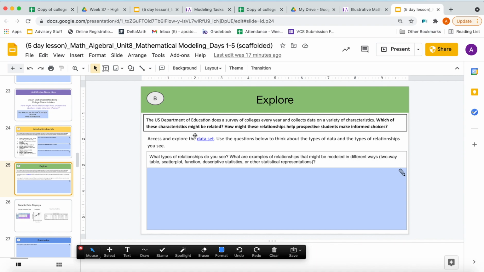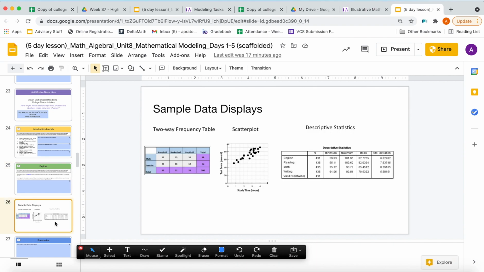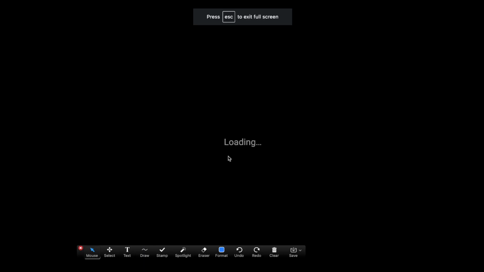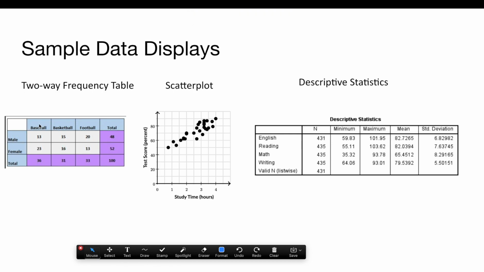So before we look at the data set together in a moment, I'm just going to show you some examples of ways you can model data sets. Let me make this bigger so you can see it. So you might look at data in a two-way frequency table. This is an example of looking at the relationship between the sports played and the sex of the person playing it. So for example, we can see that football has the most males playing it and baseball has the most females playing it.